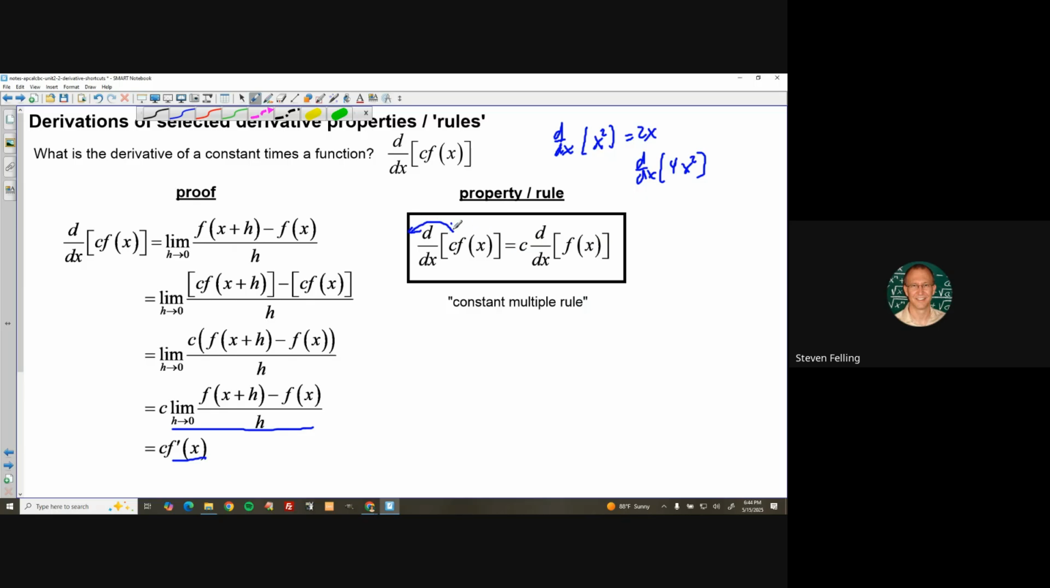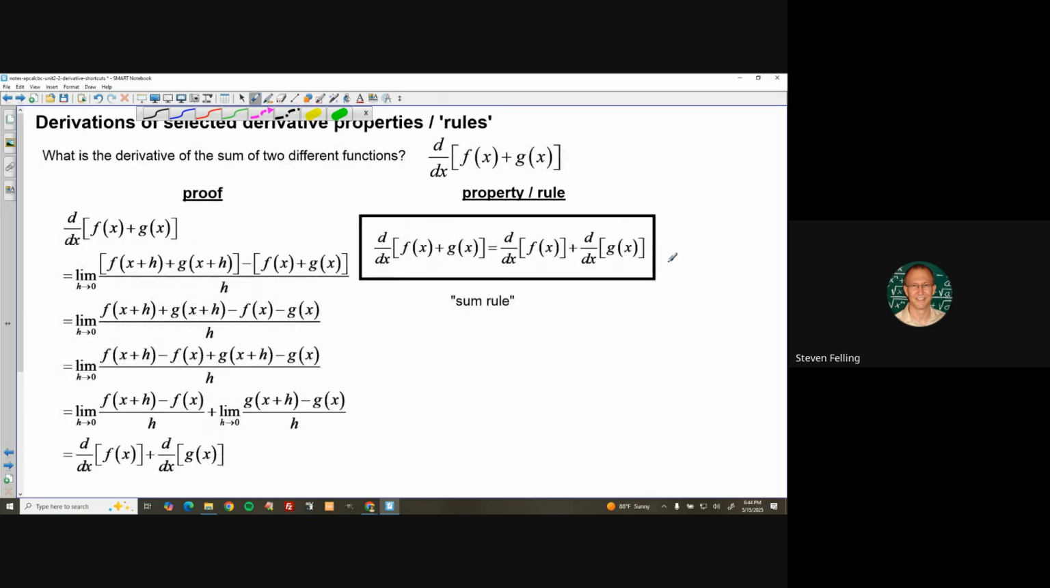Its official name is the constant multiple rule, but what I just think of it as is constants can move inside or outside of derivatives. You can just simply move that out. So the way I would do this is I would simply move this 4 outside of the derivative, and then I would apply the power rule there, that derivative is 2x, and get 8x as the result. Okay, so that's the first property.